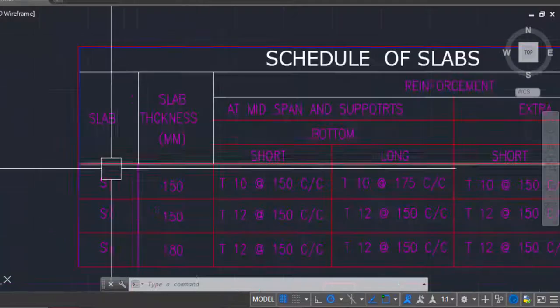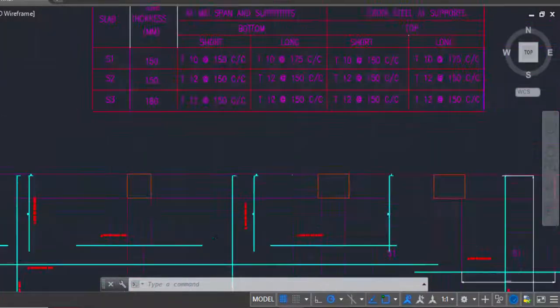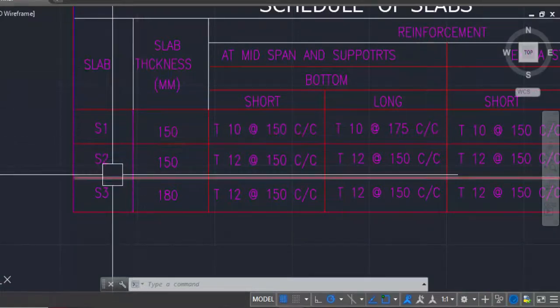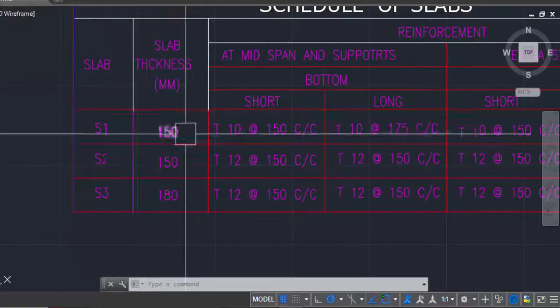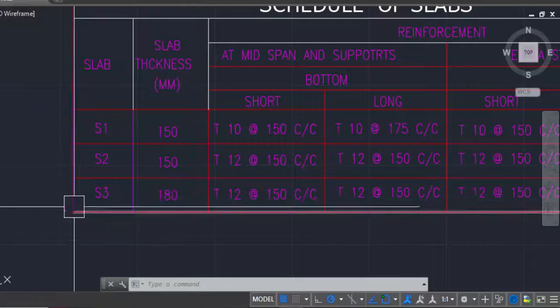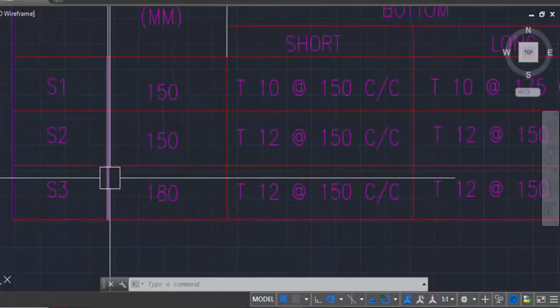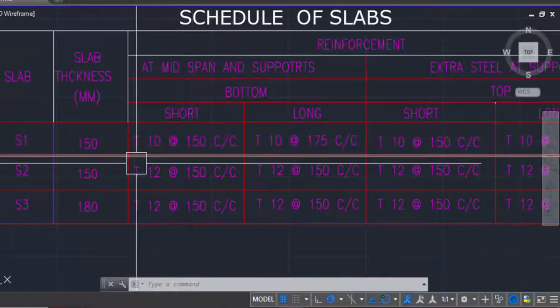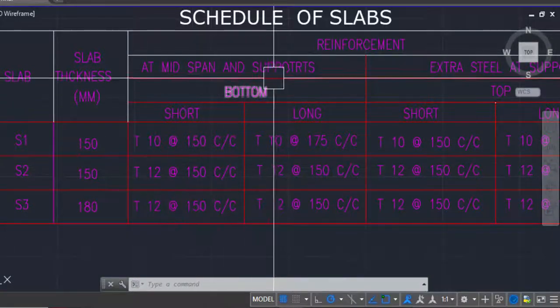Schedule of slab, and the names of the slabs are divided, as we did in the case of footing, like F1, F2 and so on. In the slabs S1, S2, S3, slab thickness is mentioned as 150, 150 and 180. Keep this in your mind because it is an important thing to know. Then at mid span and supports.